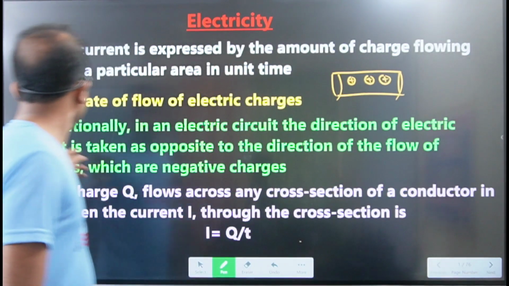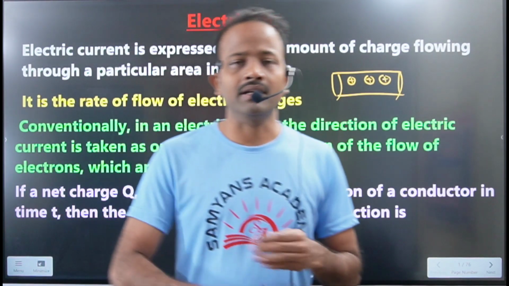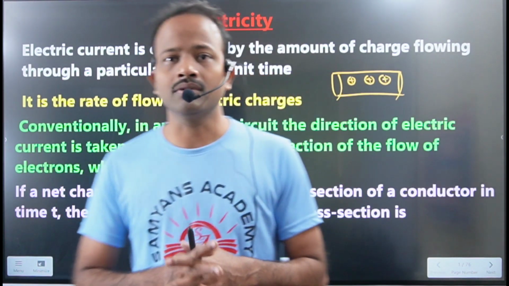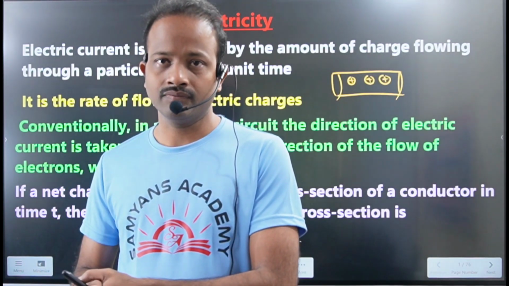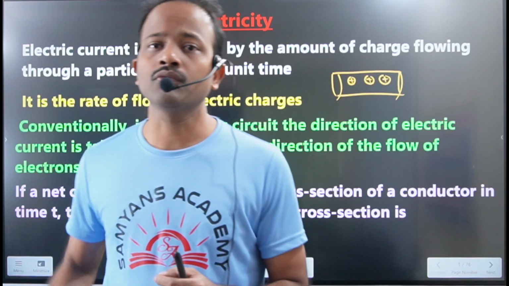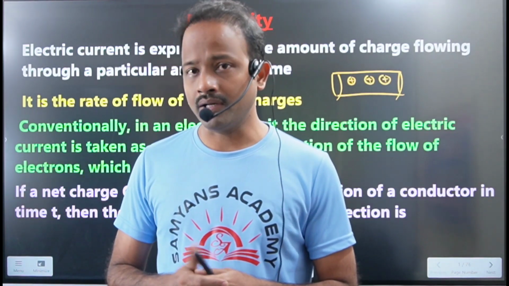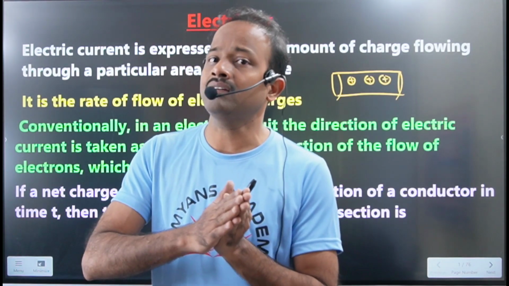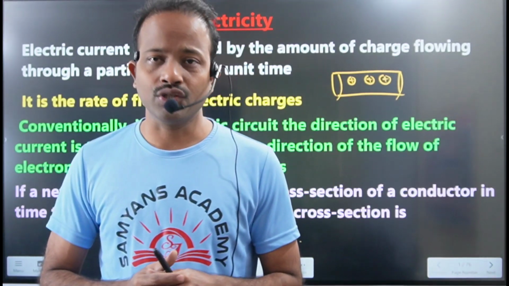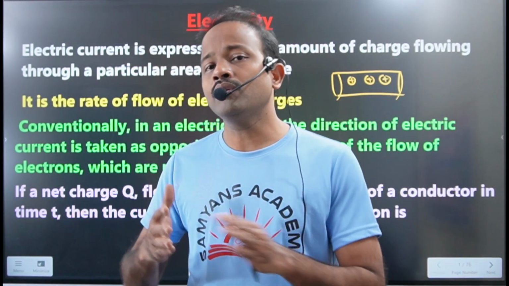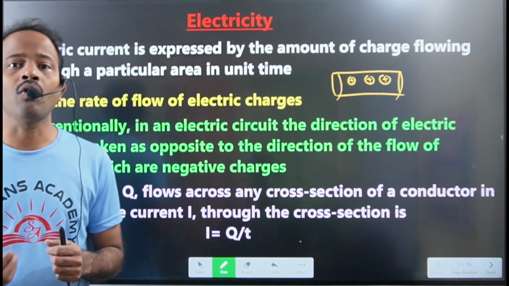Okay. Now, how will you take the direction of electric current? Always remember, electric current is nothing but the flow of electrons. The flow of electrons moves from the negative terminal of the battery to the positive terminal of the battery. Electrons have negative charge, so they are attracted towards the positive charge. Then how will you take the direction of the current? It is opposite to the direction of flow of electrons.